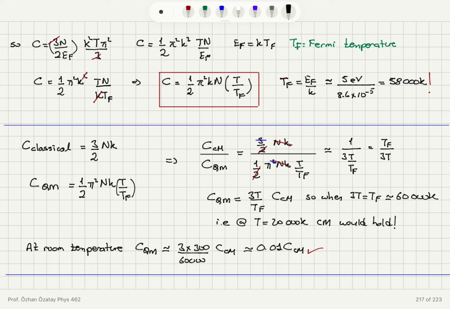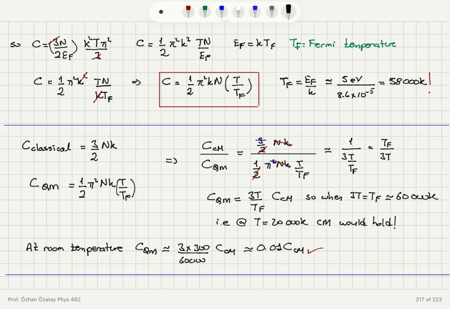Now, if we define Fermi temperature as Fermi energy equals k times Fermi temperature, you can find that a typical value of Fermi temperature is 5 eV over 8.6 times 10 to the minus 5 eV per Kelvin. So it's going to be 58,000 Kelvin roughly. So it's a huge number. So if I substitute for E Fermi k times T Fermi, one of the k's will disappear, and I find the heat capacity to be 1 over 2 pi squared k N T divided by T Fermi.